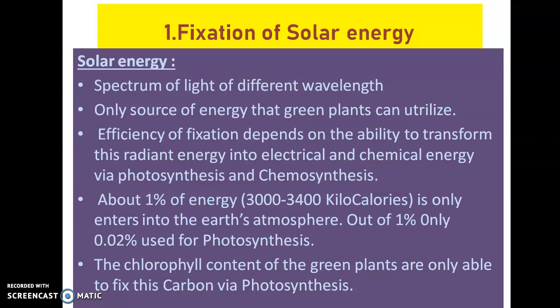About 1% of energy, which means around 3000 to 3400 kilocalories, only enters the Earth's surface. And out of this 1%, only 0.002% is used for photosynthesis. In which structure does photosynthesis take place? The chlorophyll present in the chloroplast of the leaves of green plants is the only thing able to fix carbon via photosynthesis. So the first step is the fixation of solar energy. It is nothing but the solar energy getting fixed by the green plants.